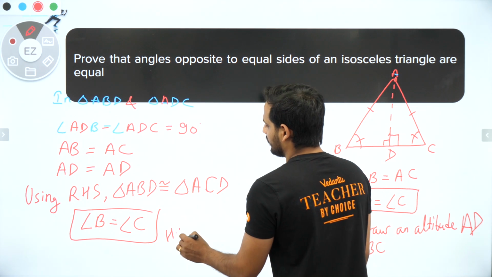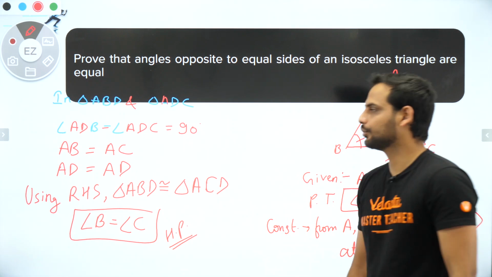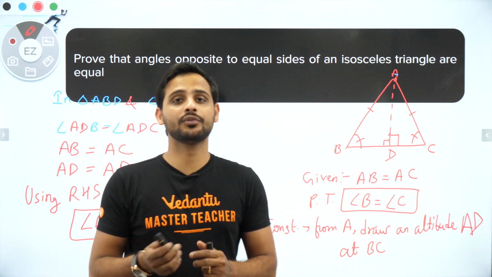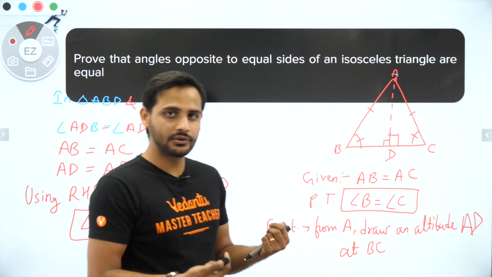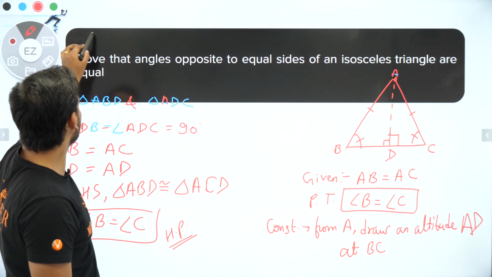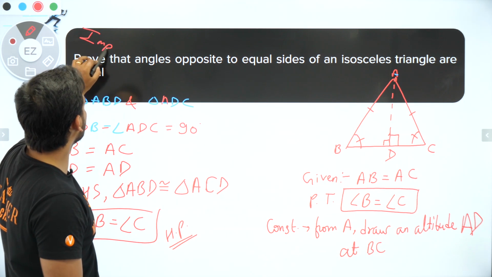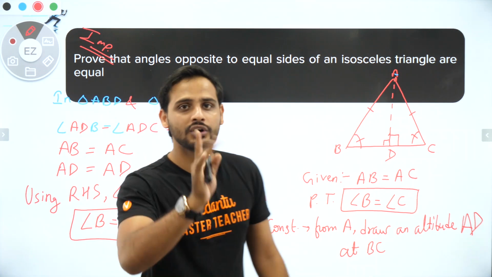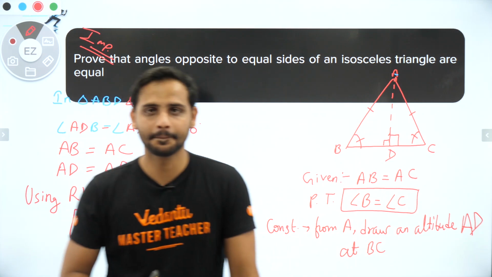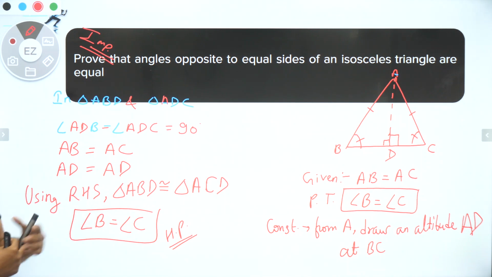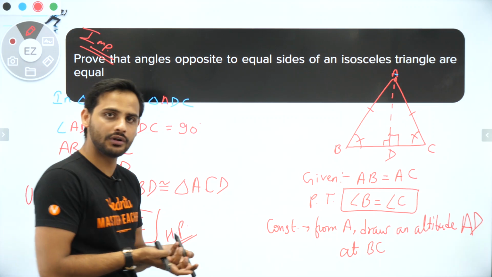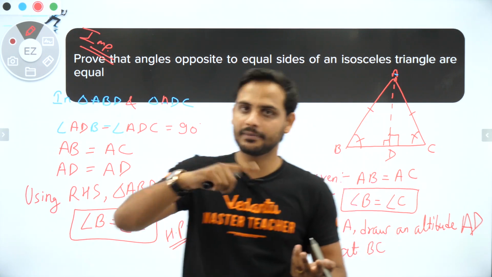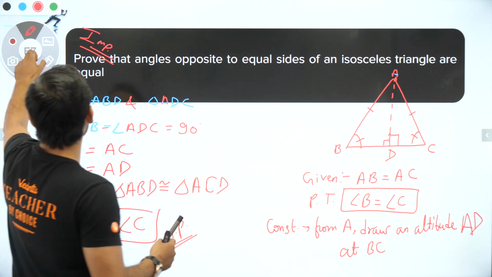Hence proved. So this is how we prove that in an isosceles triangle the angles opposite to the equal sides are also equal. It is a very important proof, and many times it is asked in questions because it is a very basic proof. I would like all of you to note down this question. Just remember, an altitude is drawn which gives us two right angle triangles, we prove them congruent, and by CPCT we get angle B equal to angle C. Now let's move ahead.